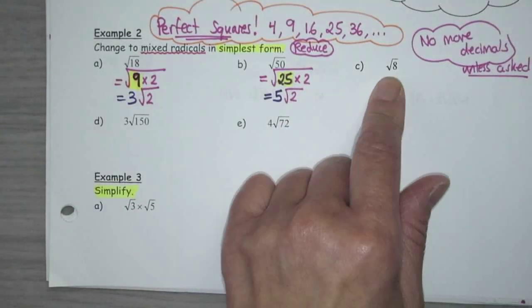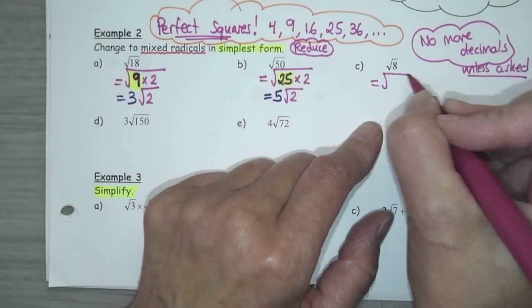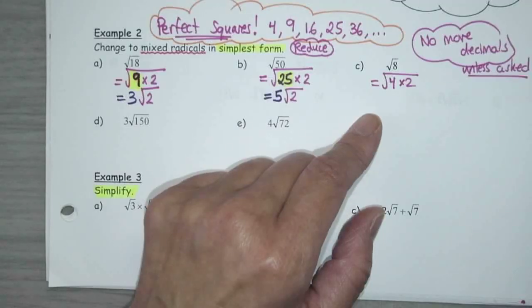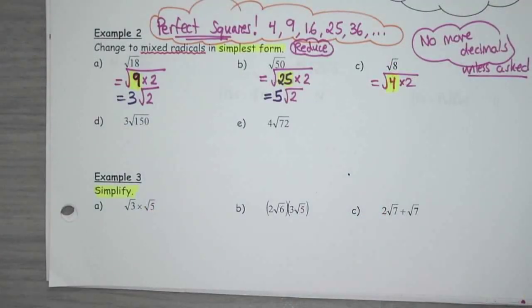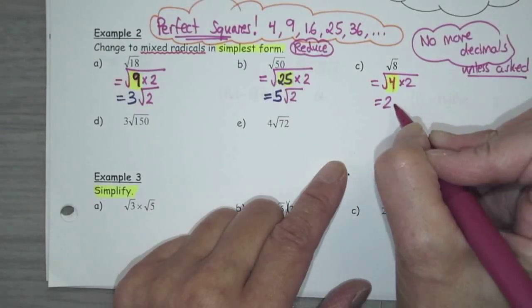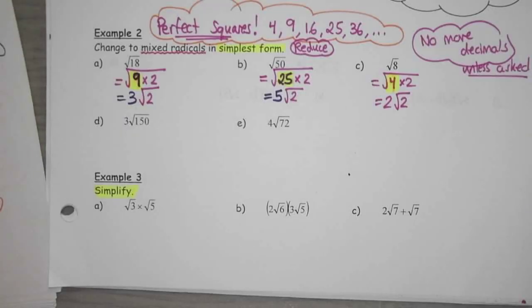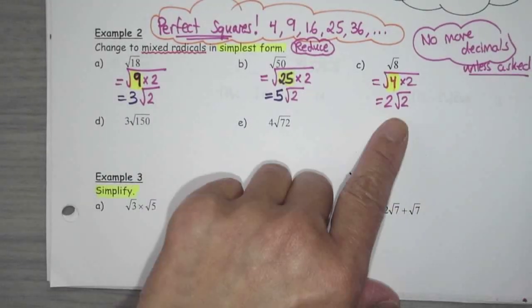Here, 8. What's the perfect square that comes out of the 8? Yeah, 4. And then you've got the times 2. And I'm just going to highlight the 4. Does that make sense now? So we're taking out the perfect square 4, make that a 2, and leave the remainder inside. There you go.